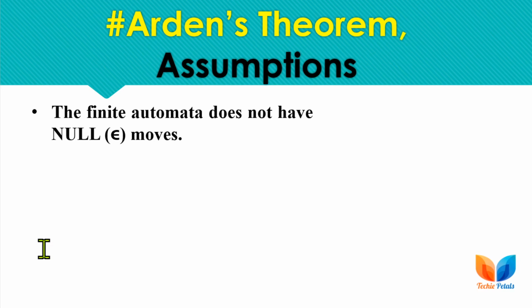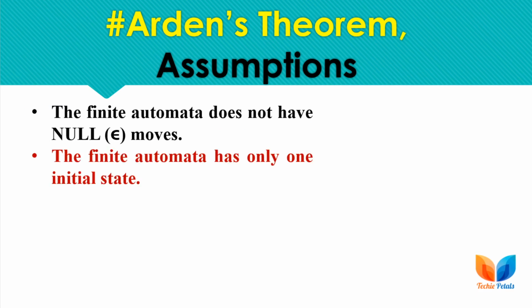So before starting with the examples, first we have some rules, means how we can apply the Arden's theorem assumptions. The finite automata that we are covering here should not have any null move. So this is the first condition required to find out the regular expression corresponding to a given finite automata. It must not have any null move. It can be an NFA, it can be a DFA, but without null move. Next condition is the finite automata has only one initial state, that we already have.